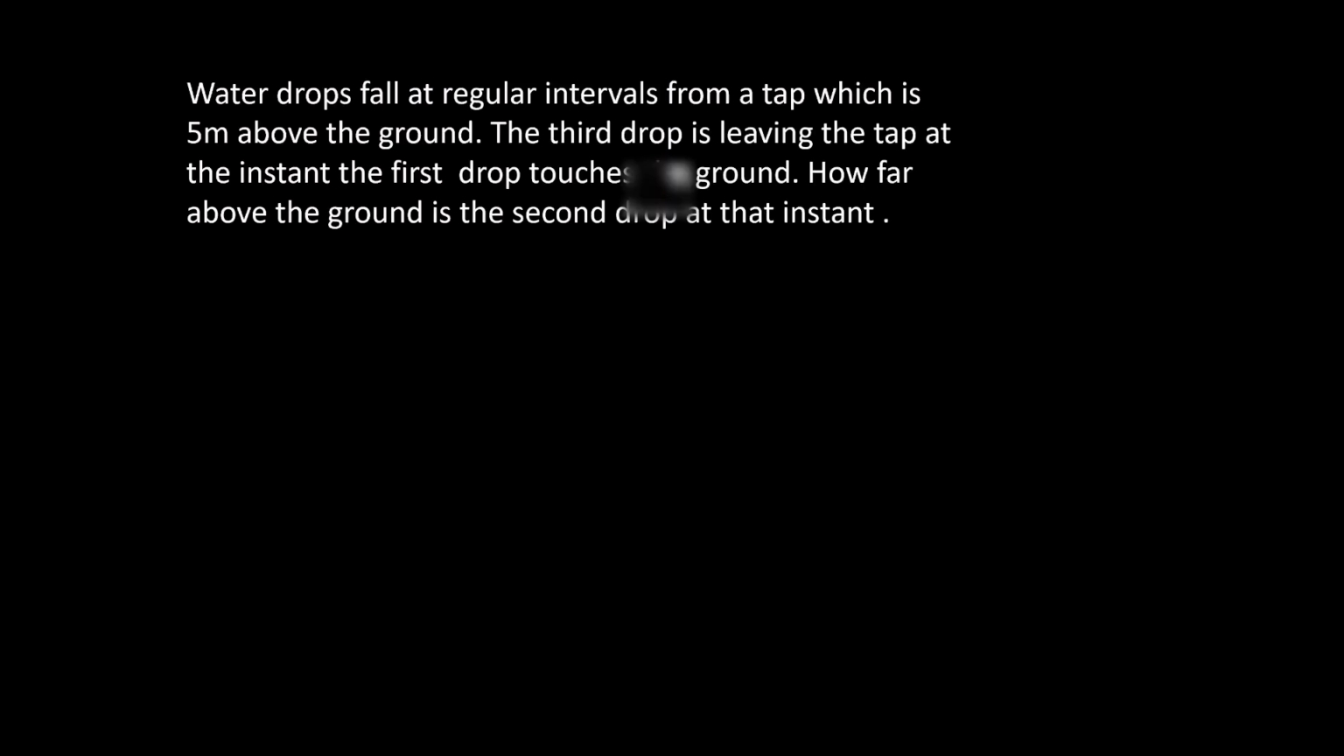The question is this: water drops fall at regular intervals from a tap, which is 5 meters above the ground. The third drop is leaving the tap at the instant the first drop touches the ground. How far above the ground is the second drop at that instant?